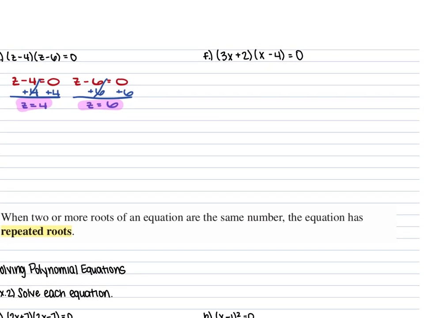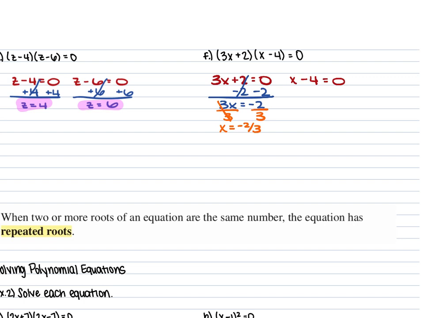For example F, we have 3x plus 2 times x minus 4 is equal to 0. So the 3x plus 2 gets set equal to 0, and the x minus 4 is equal to 0. For the 3x plus 2 is equal to 0, we're going to subtract 2 from each side. We're left with 3x is equal to negative 2. From there, we're going to divide each side by that 3 to get x by itself. So x is equal to negative 2 over 3.